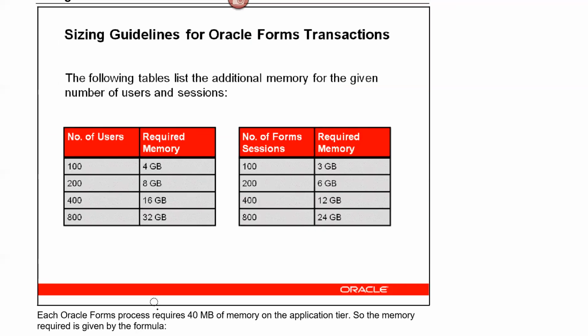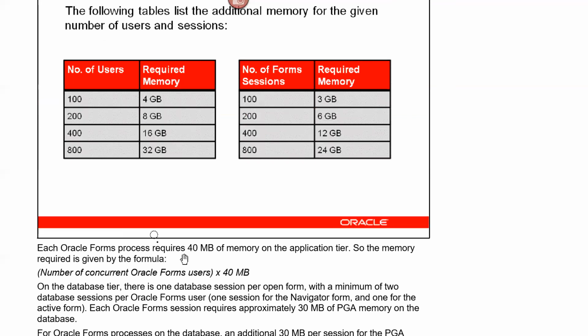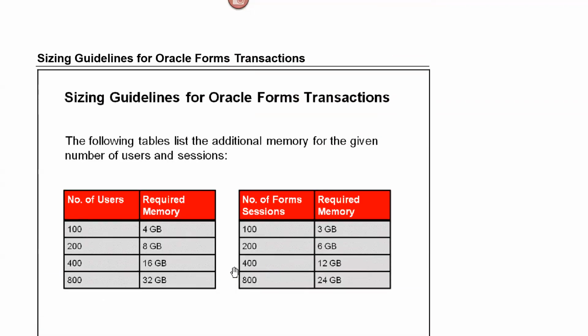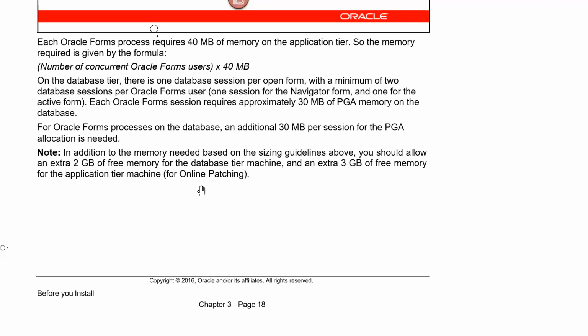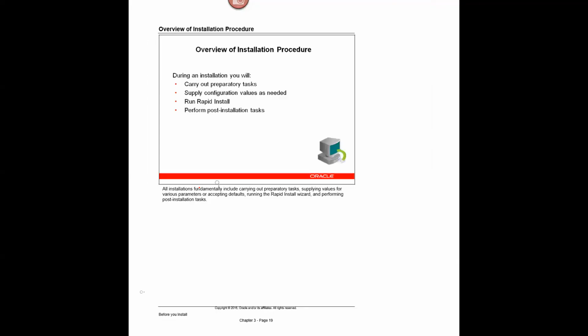So again, here also they have given a benchmark. If the number of users is 100, how much memory is required? And if the number of form sessions is like 200, how much memory is required? They have just given general guidance, and each form process would require 40 MB of memory on the application tier. So the memory requirement is given by the formula: number of users times 40 MB. So like that, every slide has an explanation, and at the bottom it also has notes, so you can always verify it.